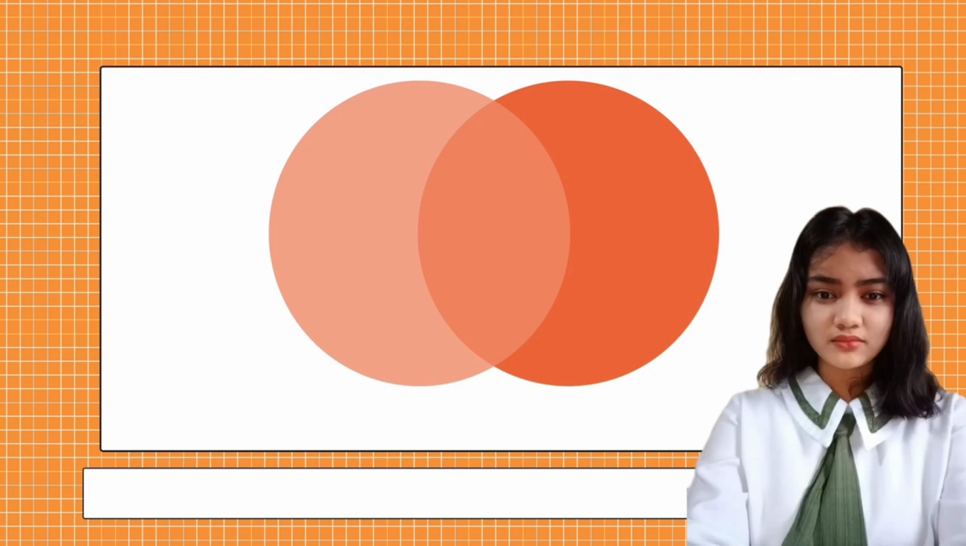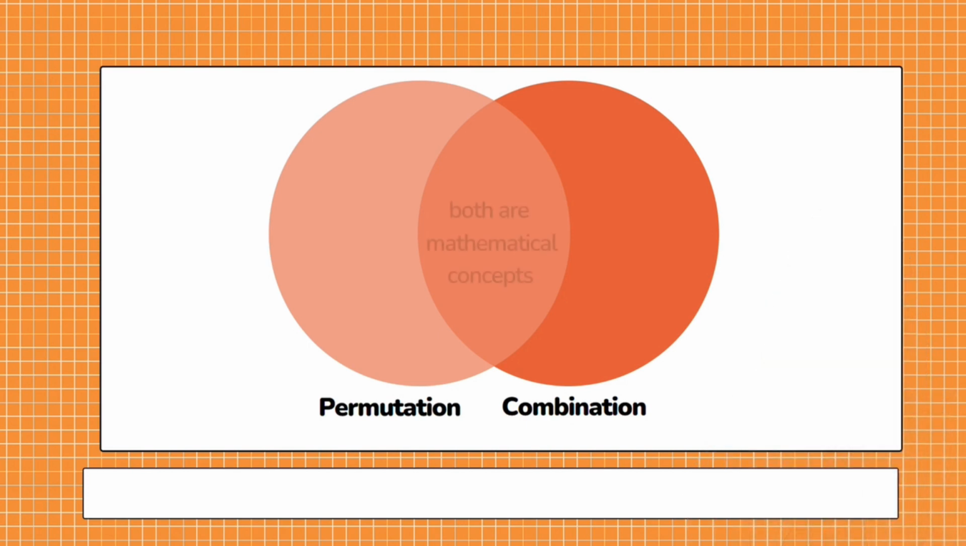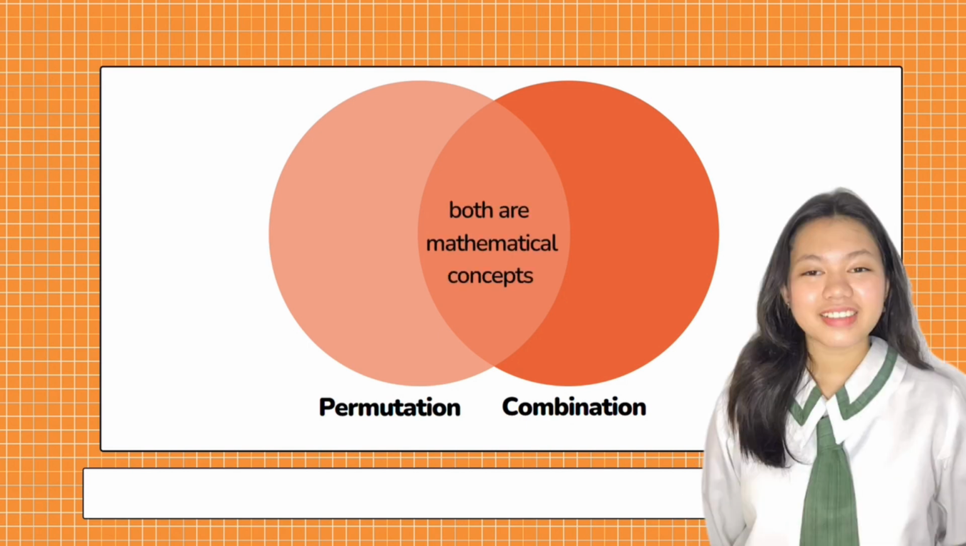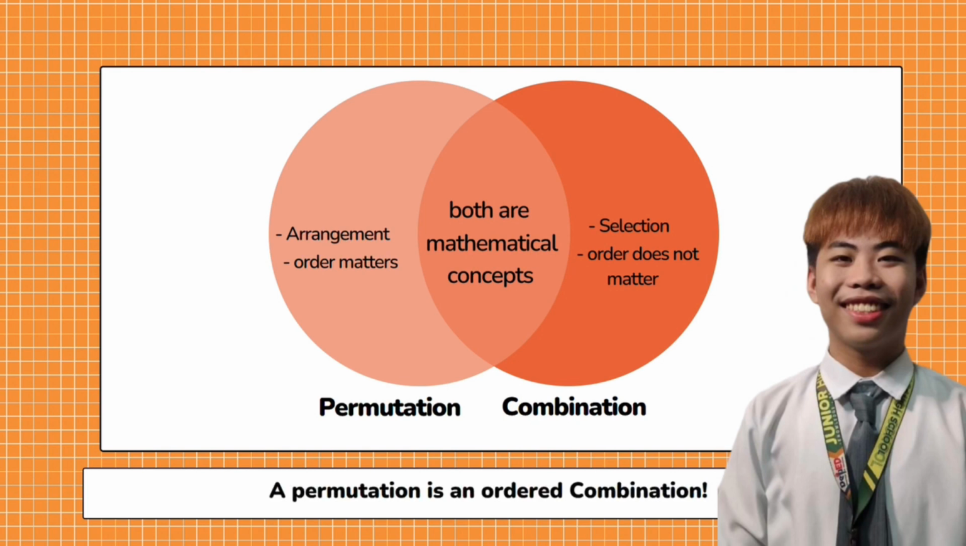Now let us proceed to a Venn diagram that states the similarities and differences of permutation and combination. Permutation and combination are both mathematical concepts. Permutation is all about arrangement and order matters. However, combination is all about selection and order does not matter. Combinations with the same n and r values are fewer than permutations, and I want you to remember that a permutation is an ordered combination.